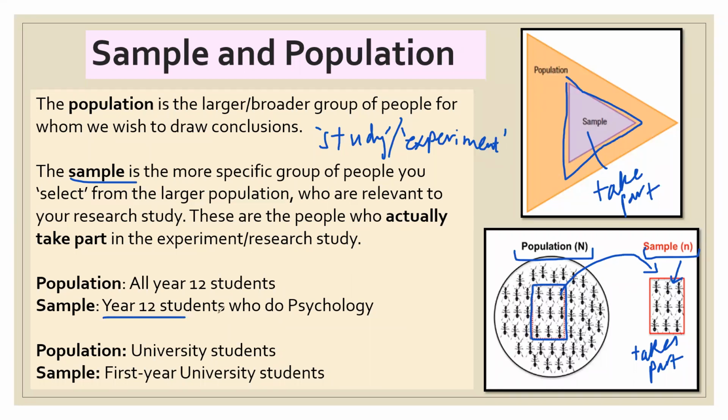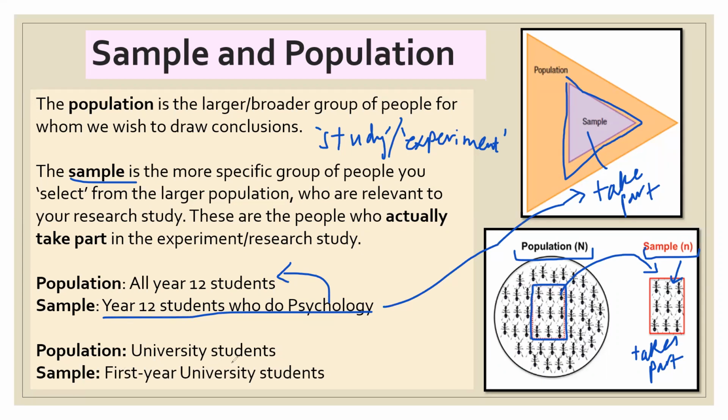Obviously, year 12 students who do psychology are my sample. Those are the specific people that I want to take part in my study. But that little group of students belongs to a bigger group of students, which is basically all year 12 students as a whole. In other words, year 12 psychology students form that little purple triangle within the bigger population of year 12 students as a whole. So that's the difference between the sample and population.